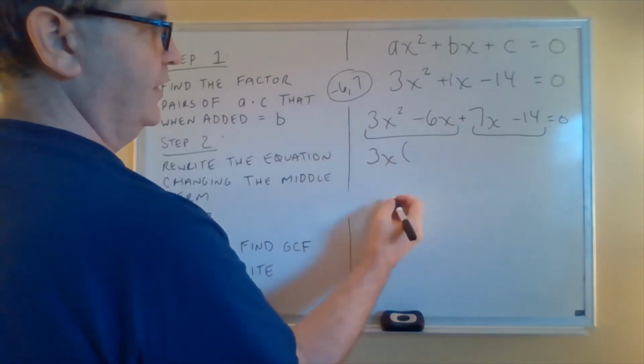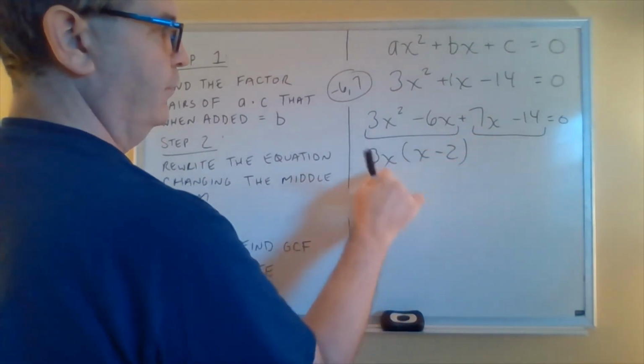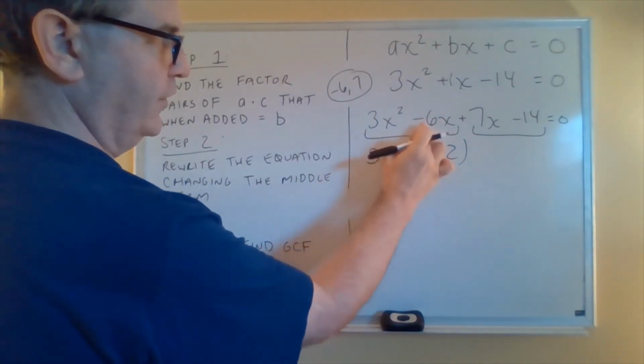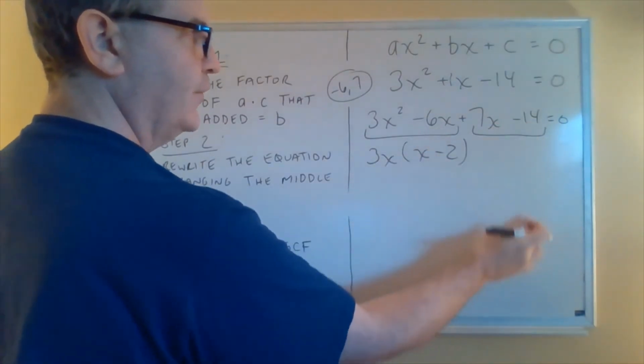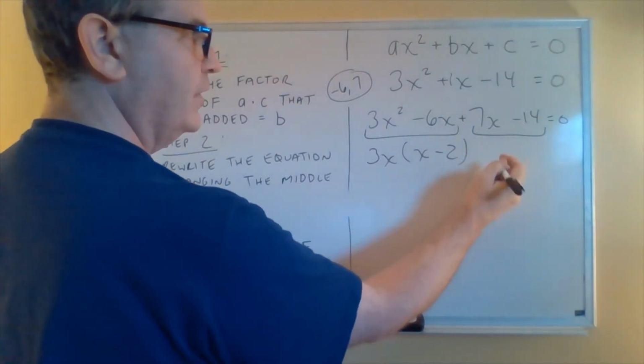We divide 3x into x squared, what do we get? X minus 2. Okay, if we were to distribute that 3x back through, you would see 3x squared and then minus 6x. So we did that correctly. Let's look at our second term here. We have 7x and negative 14.